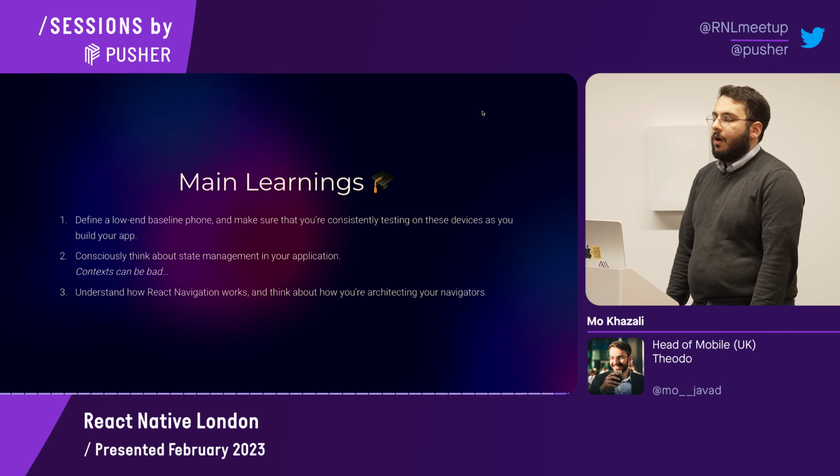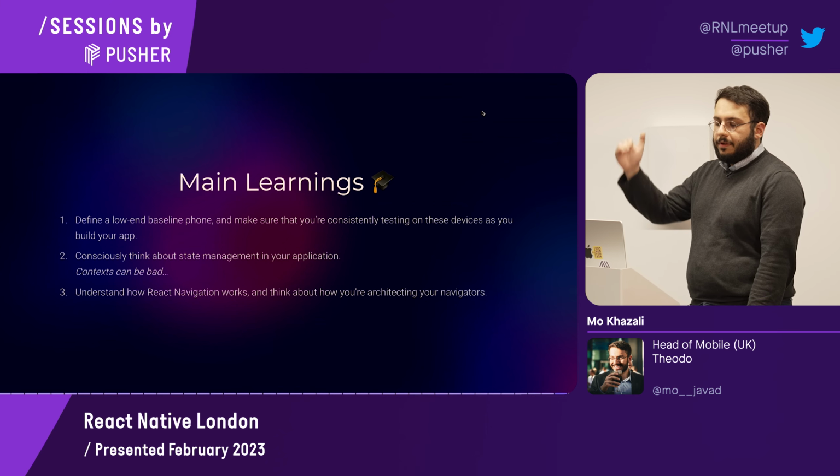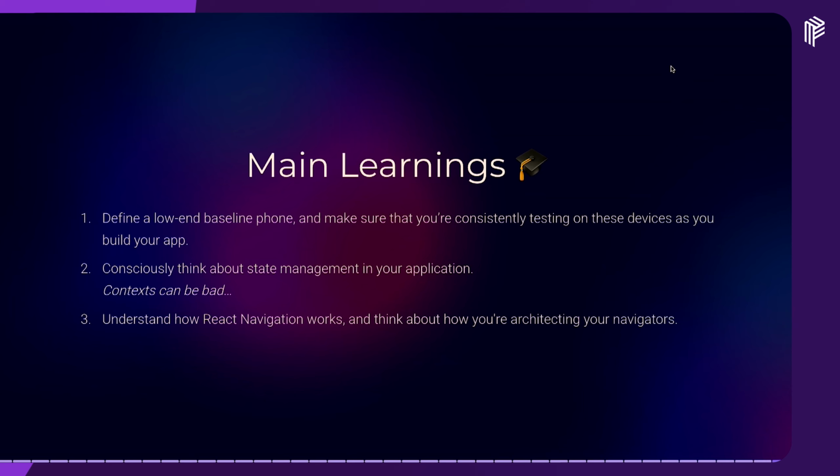So, three main learnings. Firstly, we did an awful job at defining a baseline phone. We were testing on medium to high scale phones. It really helps to define a low-end baseline phone. A good example of this that our team in France uses is the Samsung J7. The way that they've chosen that phone is because it's one of the top-selling phones, if not the top-selling phone, in France, which is where most of their app users are going to be.